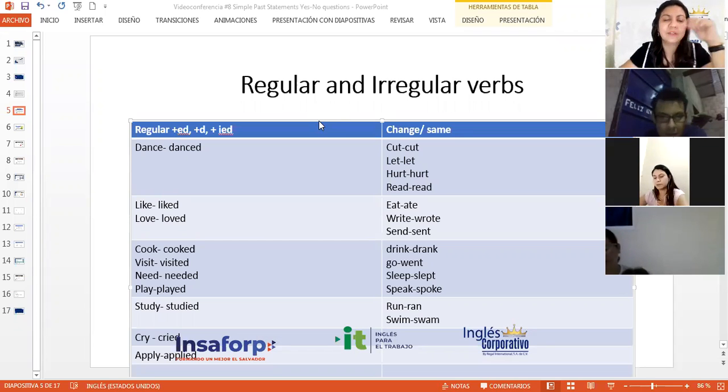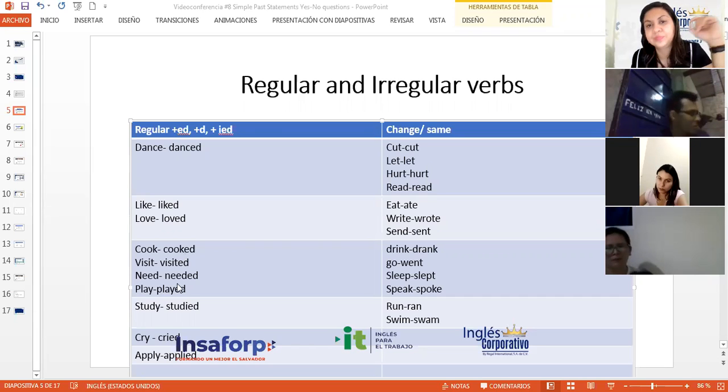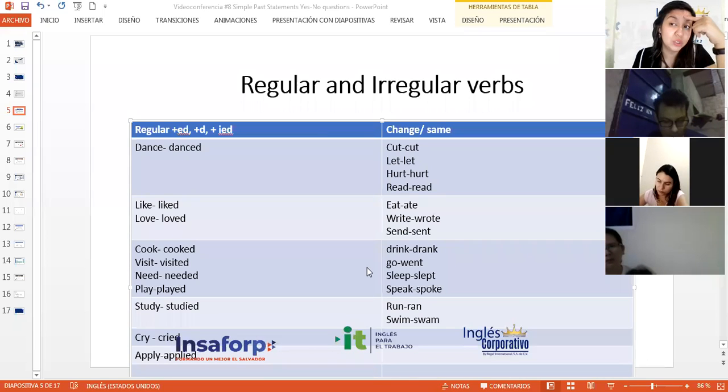Very good. Okay, so as I said, regular verbs, you add ed, d, or ied if it ends in y and if there is a consonant before the y. Si hay una consonante antes de la y, entonces, yes, I change the y to ied. If not, I just add ed. And for irregular verbs, they can be the same in some cases, or they can change. And you have to learn them. You have to learn the past tense of those verbs, okay?